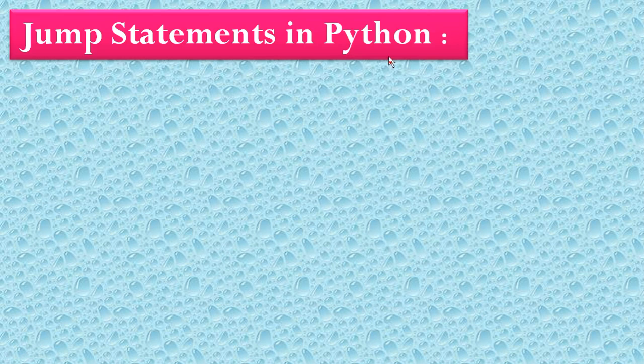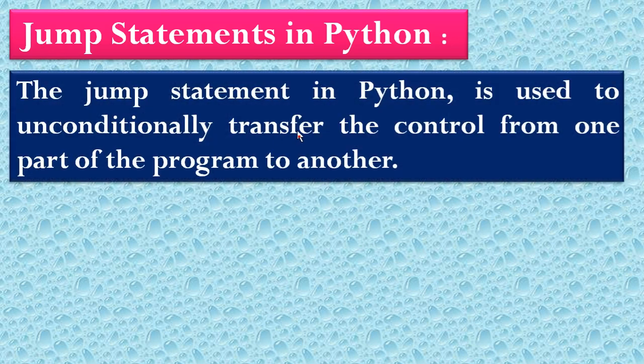Jump statements in Python. Next, we are going to see about the jump statements. What is a jump statement? The jump statement in Python is used to unconditionally transfer the control from one part of the program to another part of the program.